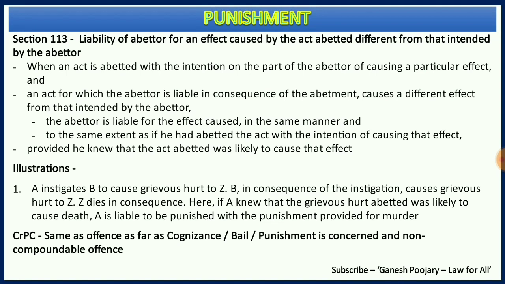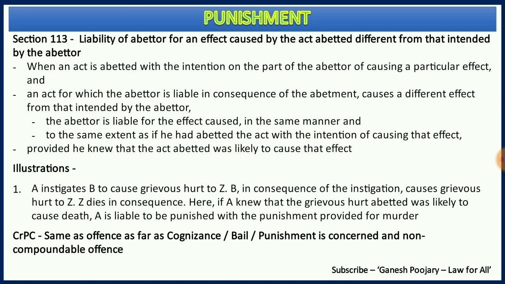Let's make it simpler with the help of an illustration. There is one Mr. A and one Mr. B and one Mr. Z. Now, what does A do? He instigates Mr. B to cause grievous hurt to Z. Actually, A doesn't like Z, and what he does, he instigates Mr. B that go and cause grievous hurt to Z. Now, B goes to hurt Z, but in the process, the consequence of the act of Mr. B, the person, that is Z, dies.